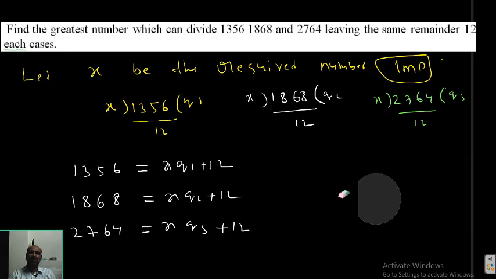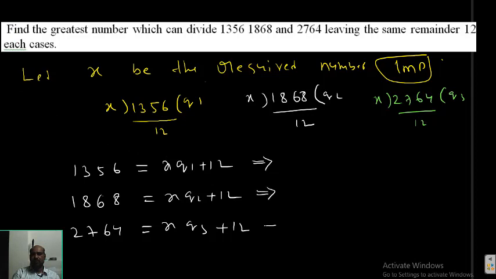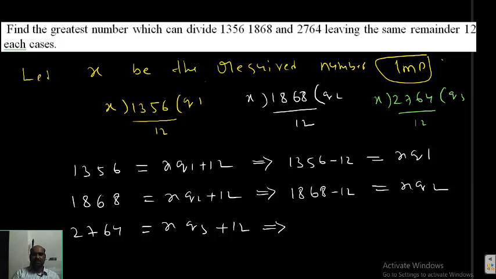That's why I want to transfer the 12 to the left hand side. What happened? I will write here only. 1356 minus 12 equals x q1. 1868 minus 12 equals x q2. 2764 minus 12 equals x q3. On the next page I will write neatly. So 1356 subtracted 12, 6 minus 2 is 4, 4, 1344. I will write 1344 equals x q1.